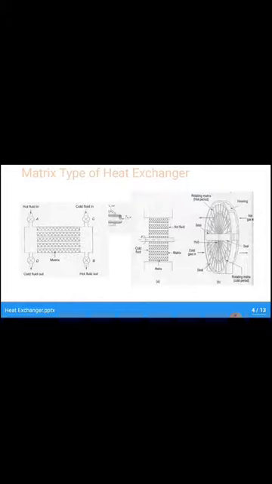To avoid the opening and closing of the valves, we use the second type of heat exchanger, known as the rotating matrix type of heat exchanger. In that, cold fluid flows through one cavity, the downward cavity, and hot fluid flows through the top cavity, and our matrix is always rotating.